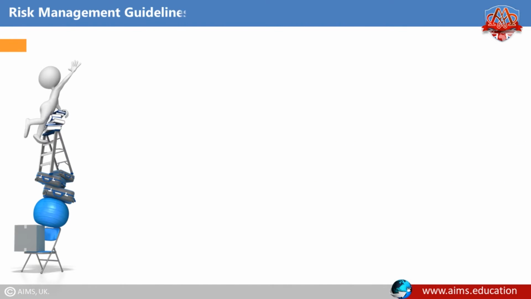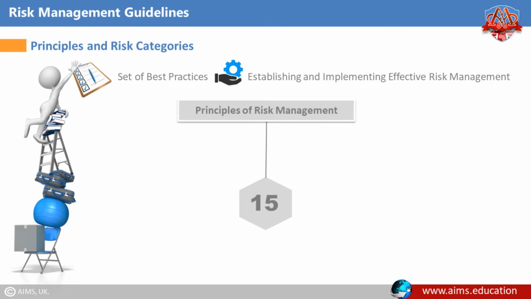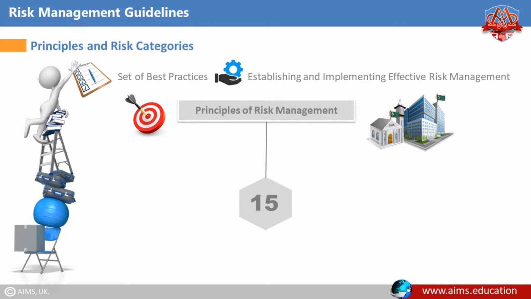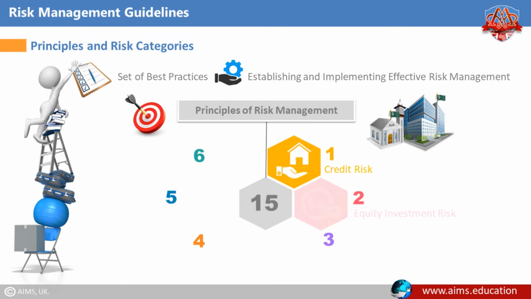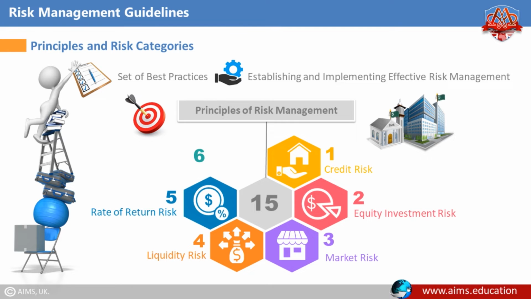Risk management guidelines. These guidelines provide a set of best practices for establishing and implementing effective risk management in Islamic financial institutions. Principles and risk categories. There are 15 principles of risk management underlying the business objectives that Islamic financial institutions may adopt. These 15 principles are divided into the following 6 categories of risk: credit risk, equity investment risk, market risk, liquidity risk, rate of return risk, and operational risk.